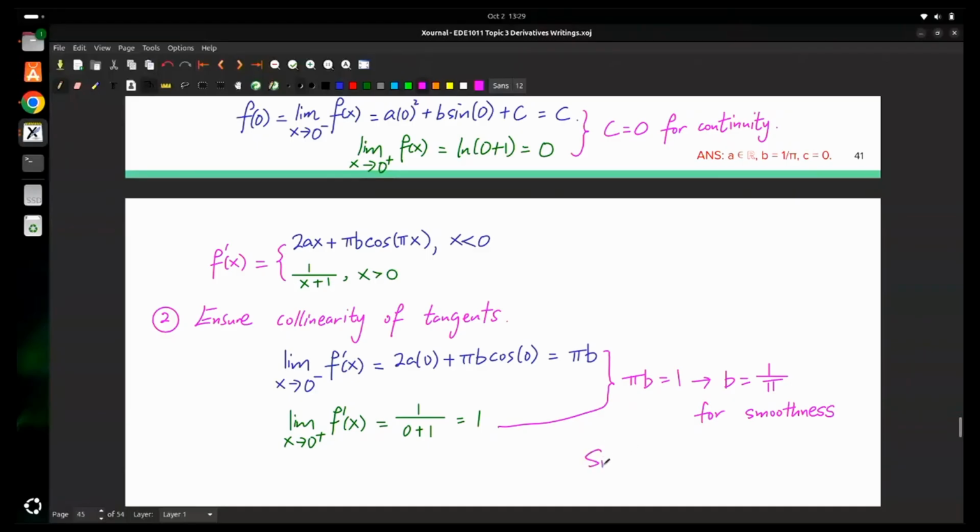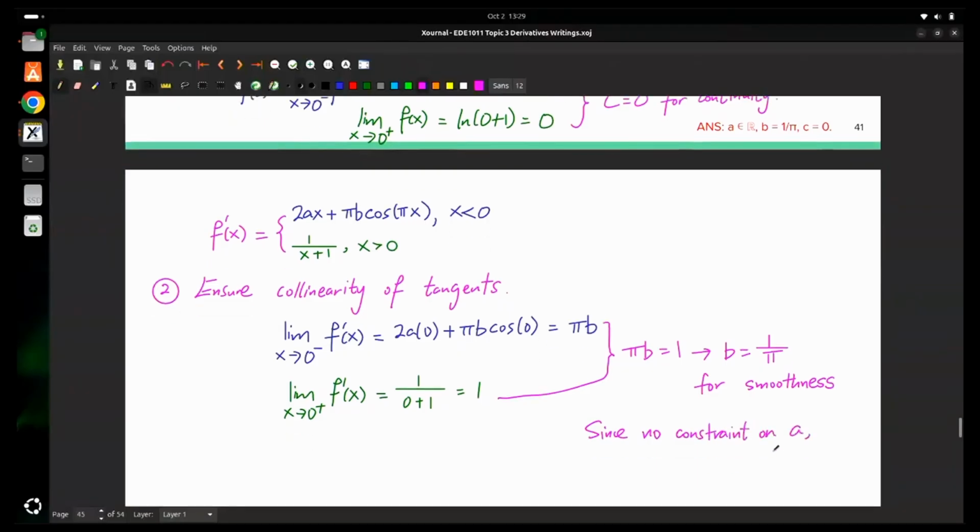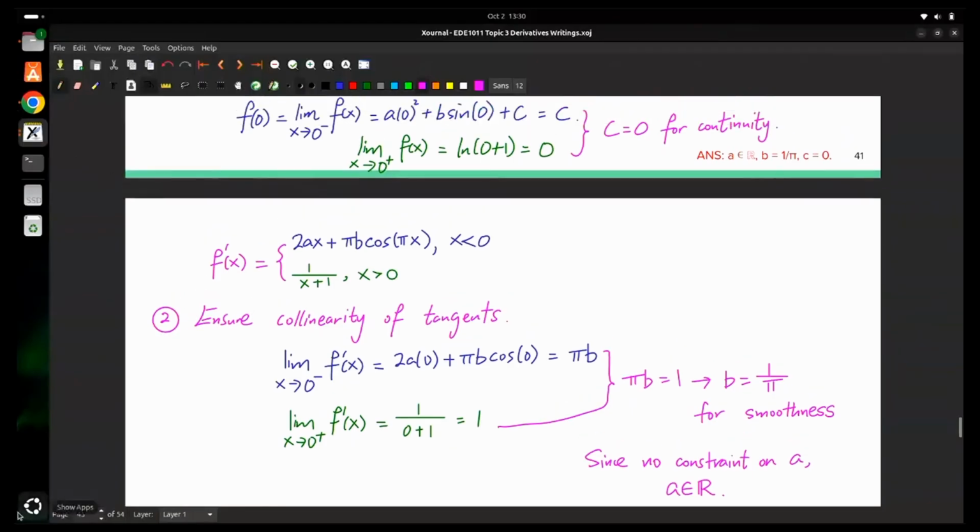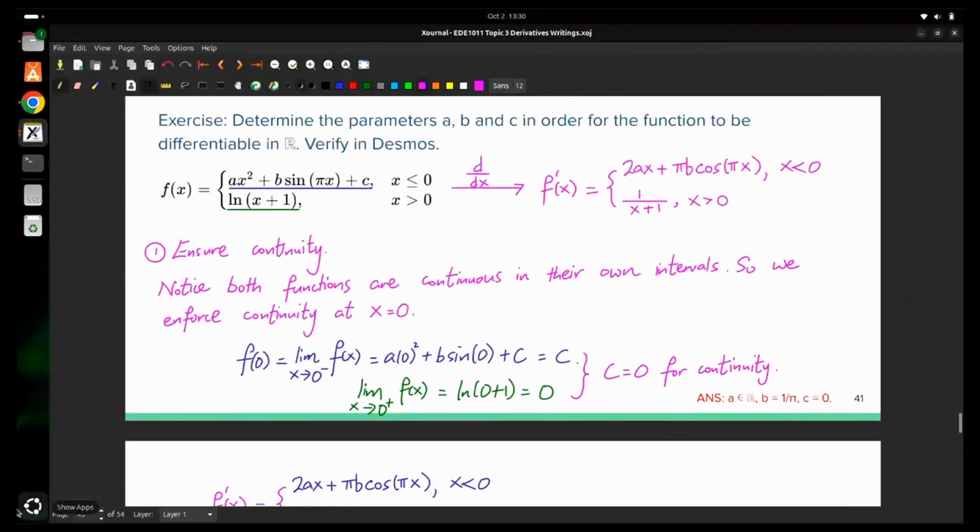Since there is no constraint on a, a can be any real number. A is an element of all real numbers. Now I'm going to show you the graph. Let's plot the graph together and you will see what you get when you mess around with the a, b, c.